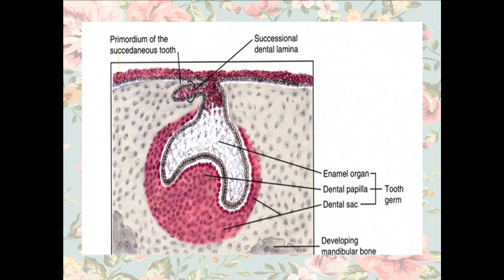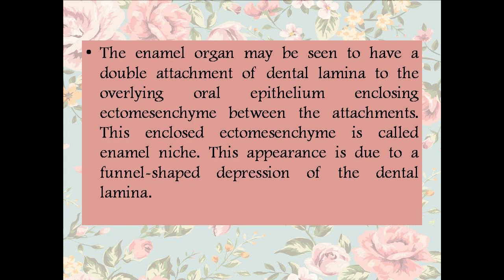The enamel organ may be seen to have a double attachment of the dental lamina to the overlying oral epithelium, enclosing the ectomesenchyme between these attachments. This enclosed ectomesenchyme is called the enamel niche. This appearance is due to a funnel-shaped depression of the dental lamina. So, the enamel niche is ectomesenchymal in origin.